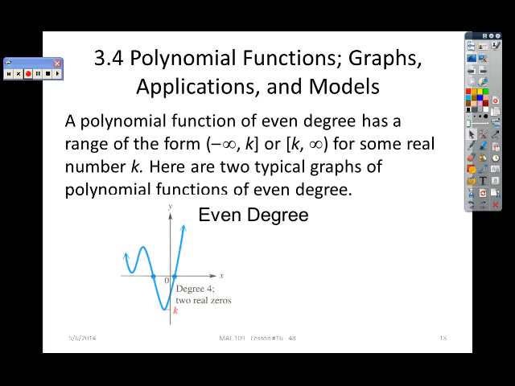It might not have any. You might have 4 imaginary. Because if we shifted that all the way up above the axis, it would never cross and you'd have no real zeros. Here is a sixth degree with 4 real zeros.